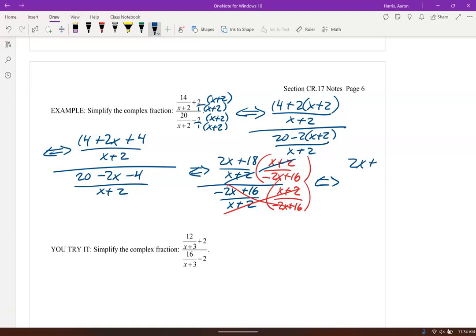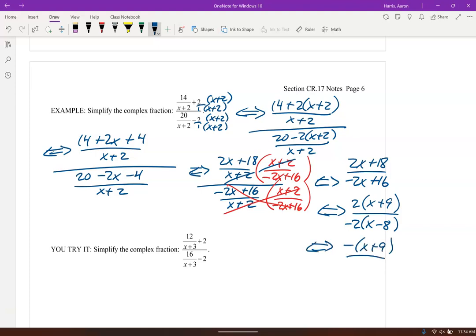So we have 2x plus 18 over negative 2x plus 16. Notice I could take a 2 out of that on the top. And I'm going to take a negative 2 out of this one. And 2 over negative 2 is just a negative 1. So negative parentheses x plus 9, or you could just say negative x minus 9 over x minus 8.